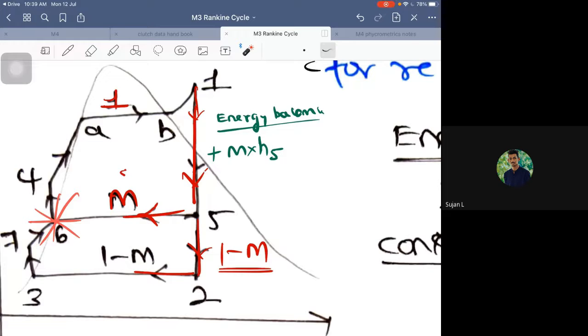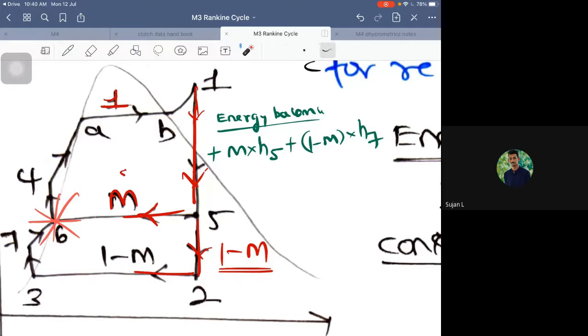Okay. So now how do I write it? What is the mass of the steam which is coming from state 7? State 7 in the sense it is this. 1 minus m. So it is 1 minus m, the mass flow rate, into enthalpy. It is coming from state 7, so it is h7. Now, since it is an inflow, should I take it positive or negative? Positive. So it is positive, correct?